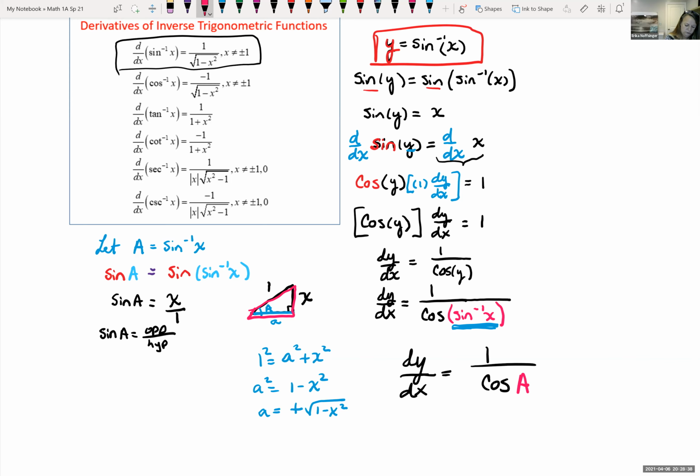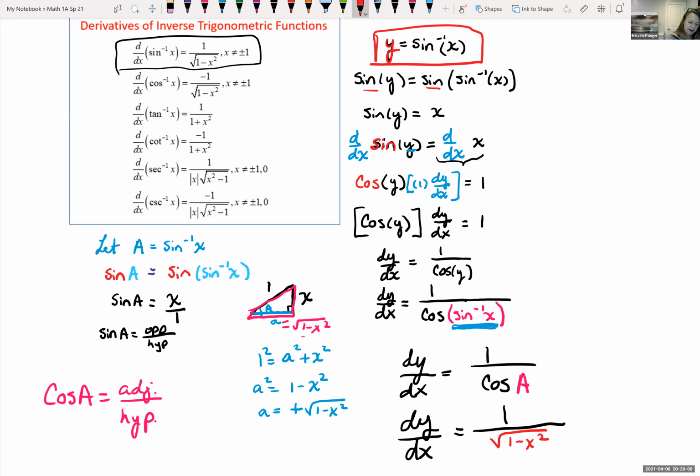So recall, cosine of A is the adjacent side divided by the hypotenuse of that triangle. So the adjacent side is equal to the square root of 1 minus x squared. So we get dy/dx is equal to 1 all over the square root of 1 minus x squared divided by the hypotenuse, which is 1.